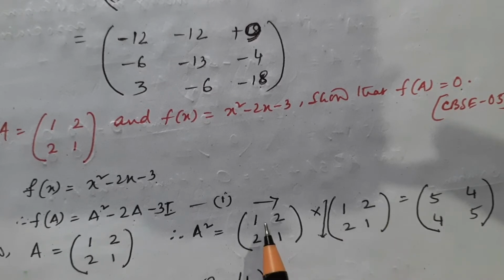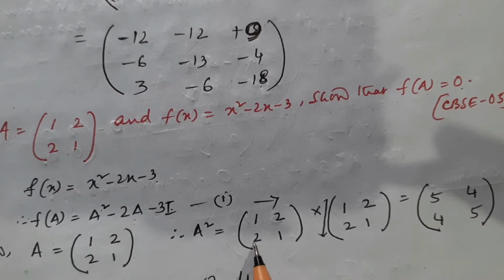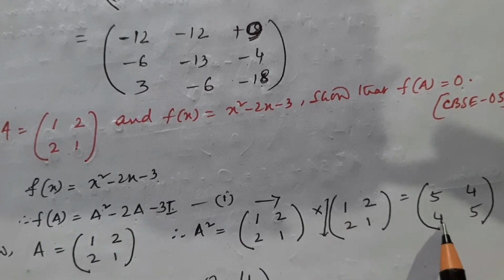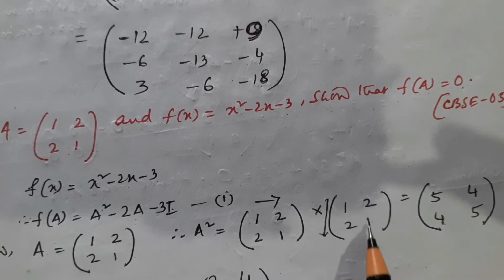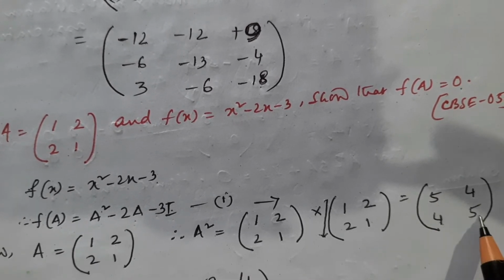First row second column: 1 into 2 plus 2 into 1, that is equals to 4. Second row first column: 2 into 1 plus 1 into 2, that is equals to 4. Second row second column: 2 into 2 plus 1 into 1, that is 5. Therefore A square equals to [5 4; 4 5].